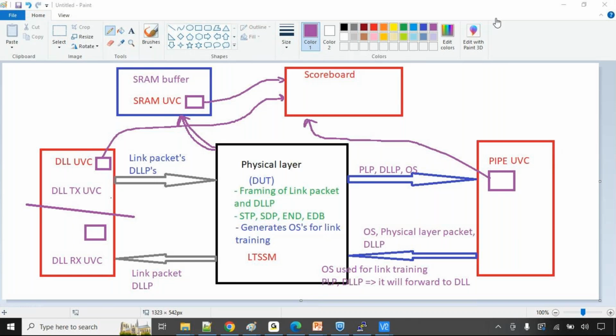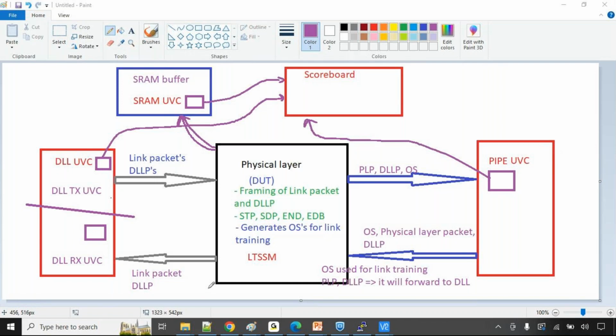We will add some bits, sir. It will also come with those bits, right? Yes, it will come with those bits. The physical layer, once it receives, will remove those start and end symbols, the framing symbols, and send the DLLP to the DLL. But the naming convention is the same, DLLP only.